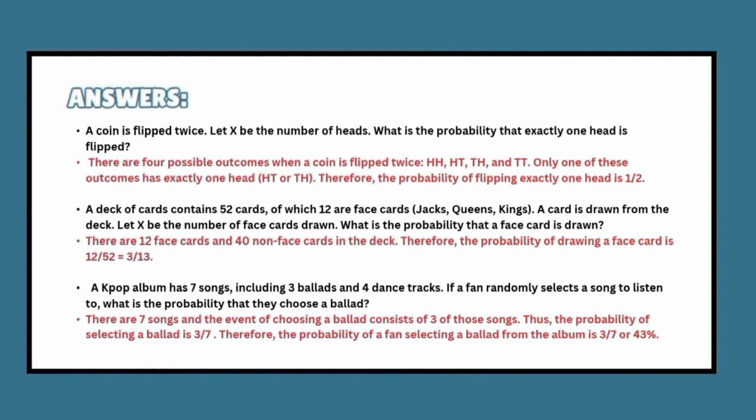And next we have number 3. A K-pop album has 7 songs, including 3 ballads and 4 dance tracks. If a fan randomly selects a song to listen to, what is the probability that they choose a ballad? There are 7 songs, and the event of choosing a ballad consists of 3 of those songs. Thus, the probability of selecting a ballad is 3 over 7, or 43%.